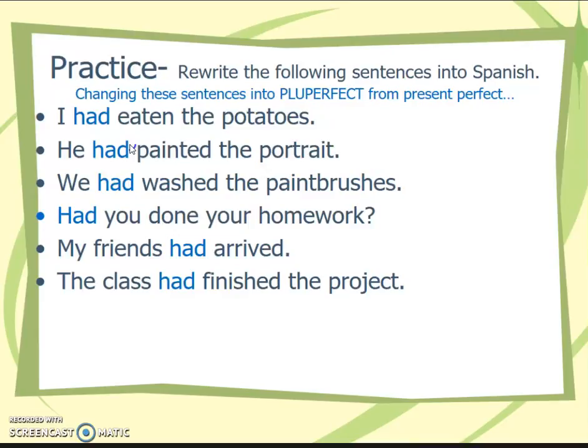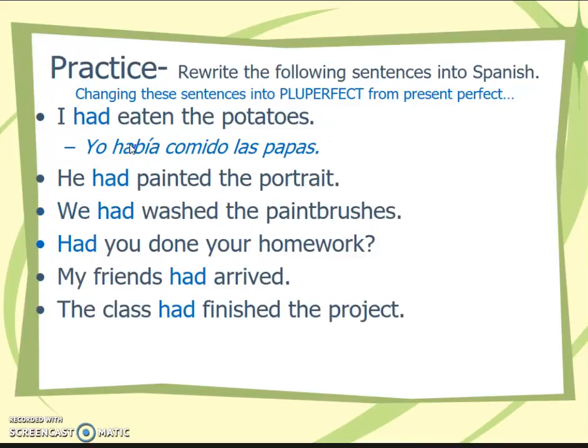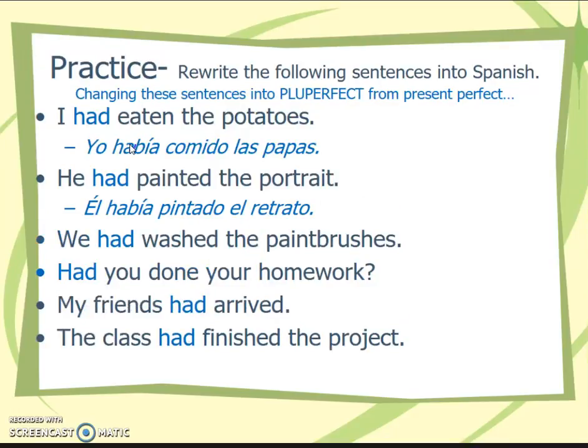So now I just have to change, instead of the verb haber in the present tense, has, hemos, han, I'm going to change it to the imperfect. So había, habías, había, habíamos, habían. So yo había comido las papas instead of yo he comido las papas. And instead of él ha pintado el retrato, él había pintado el retrato. Nothing else in the sentence changes. It's just this verb right here changes from he to había, and this changes from ha to había. Now again, I did have to add a yo here because see how that's the same in both subjects?